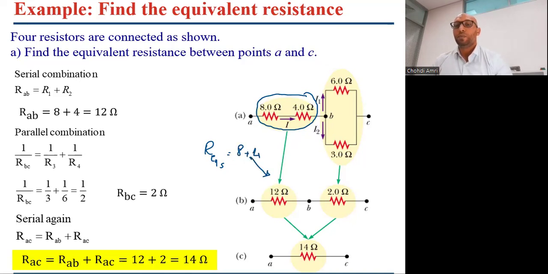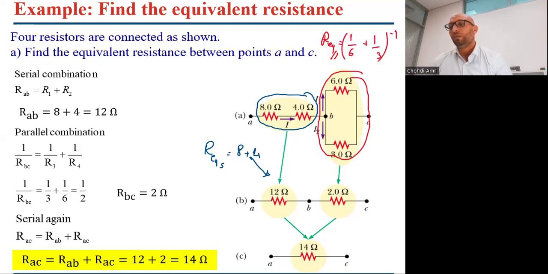Good. These 2 parallel resistors can be replaced by just one equivalent resistance, where R equivalent for the parallel will be (1 over 6 plus 1 over 3) to the power -1. So we're going to get 2. Okay, now we have 2 resistors in series, so the equivalent resistance will be their sum. So R equivalent of the circuit will be 12 plus 2, which is 14. We are done.